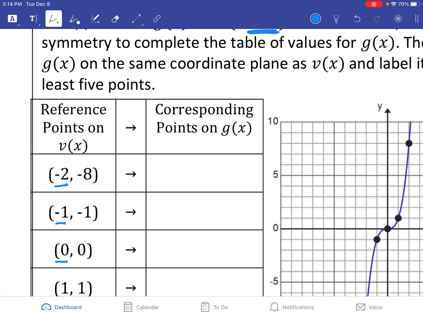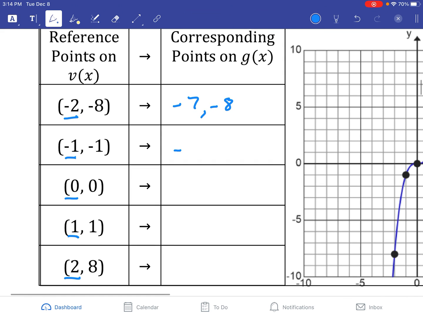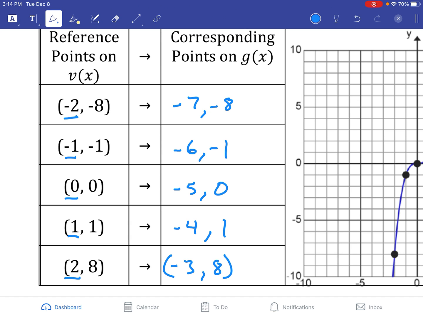So if we subtract 5 from each one of these, I know it says plus, but when you're going to the left on a number line, you're going negative. So we're going to subtract 5 from each of those x values. You're going to get negative 7, comma negative 8, negative 6, comma negative 1, negative 5, comma 0, negative 4, comma 1, and negative 3, comma 8. Okay, these are all points on your coordinate plane. So all the x terms of your point have been changed by subtracting 5.